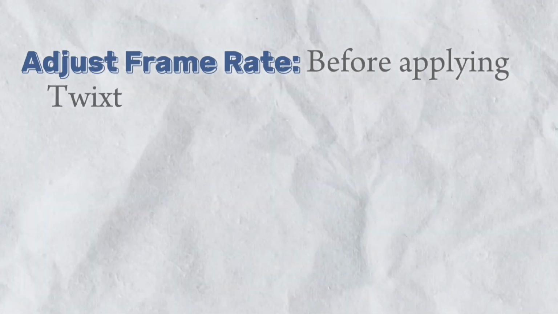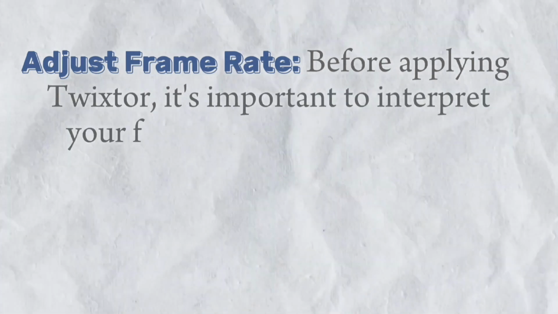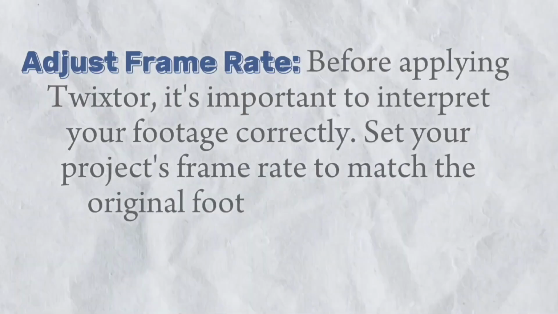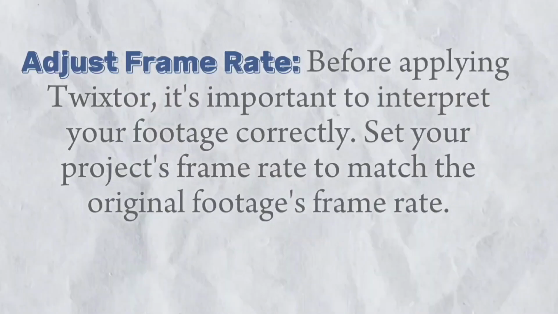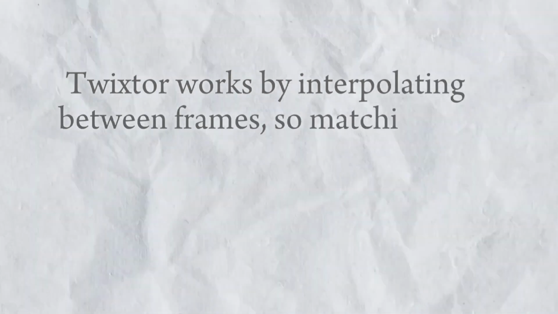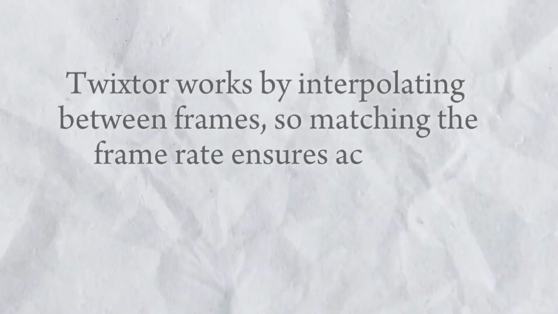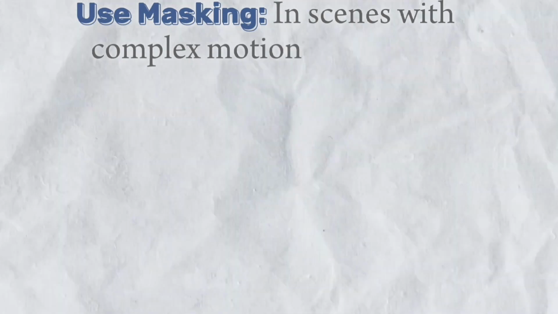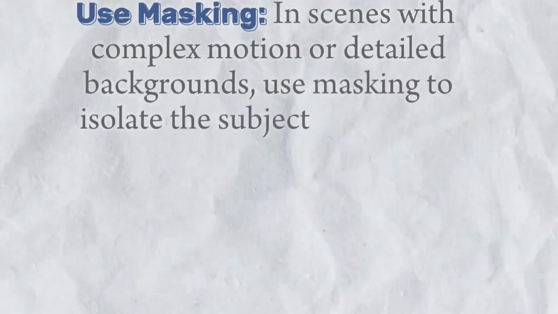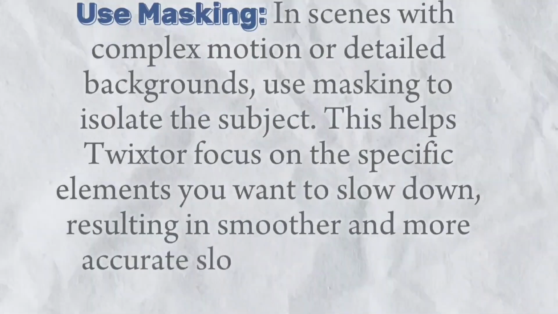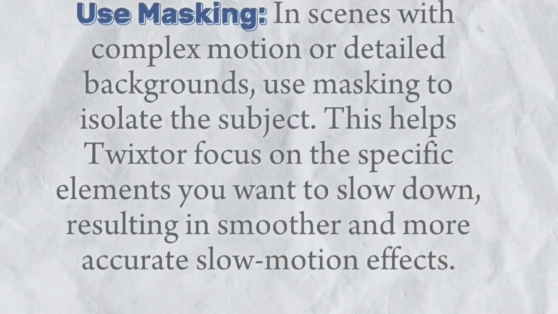Adjusting frame rate. Before applying Twixtor, it's important to interpret your footage correctly. Set your project's frame rate to match the original footage frame rate. Twixtor works by interpolating between frames, so matching the frame rate ensures accurate results. Use masking. In scenes with complex motion or detailed backgrounds, use masking to isolate the subject. This helps Twixtor to focus on specific elements you want to slow down, resulting in smoother and more accurate slow motion effects.